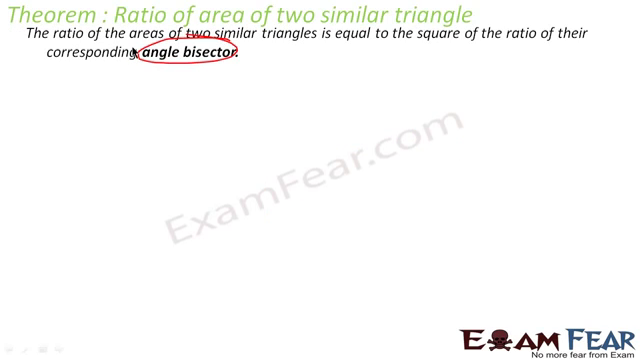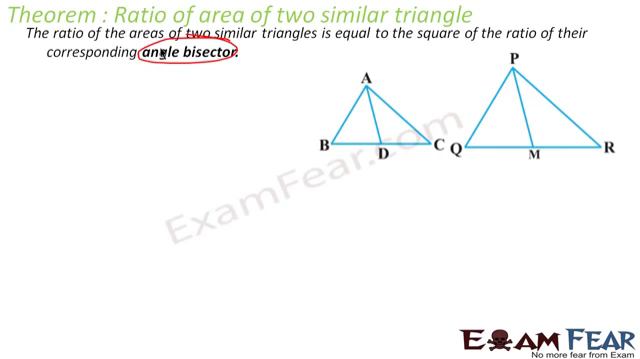Similar to this, we have ratio of area of two similar triangles is equal to ratio of the angle bisector.